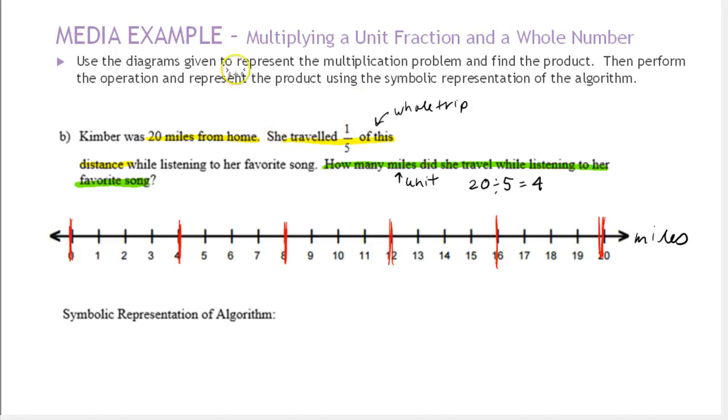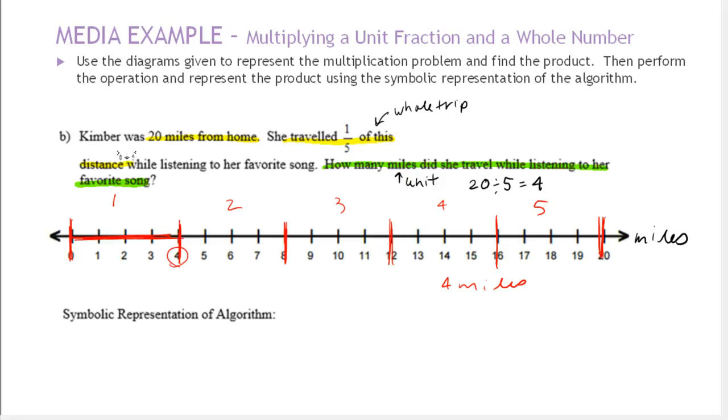For 1 out of these 5, Kimber was listening to her favorite song. It doesn't matter which one, and it could have overlapped, but we can just look at 1. Here are our 5 groups, and this is 1 out of the 5, which is 4 miles. So it corresponds to this 4.